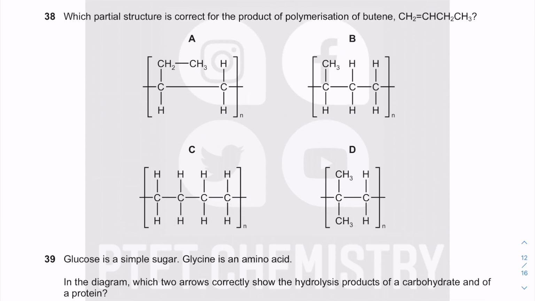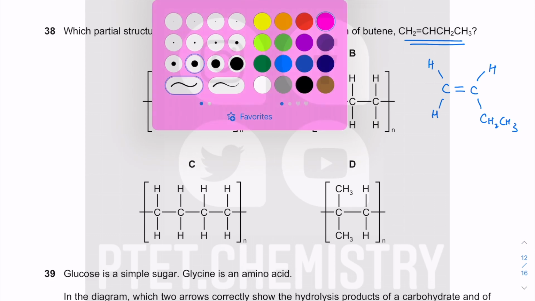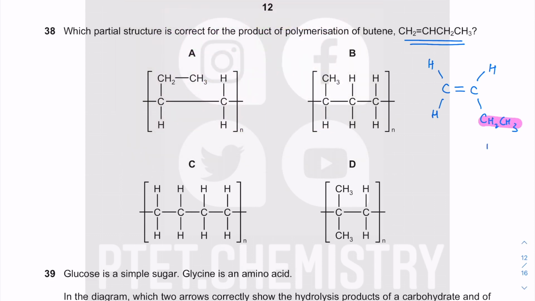38, if we polymerize butene, my suggestion is for you to draw and see for yourself. Instead of looking at the options, draw and see for yourself. So this CH2, CH3, you should really be treating this whole group as CH2, CH3. It could be an R group, does not matter. Your polymerization happens here on the carbon-carbon double bond. Focus on 1 and 2. So this is your 1 and 2.